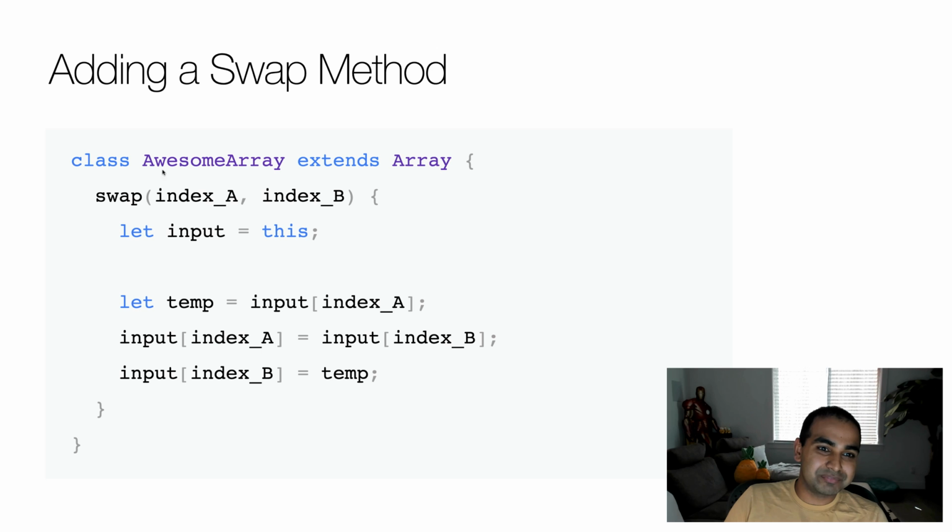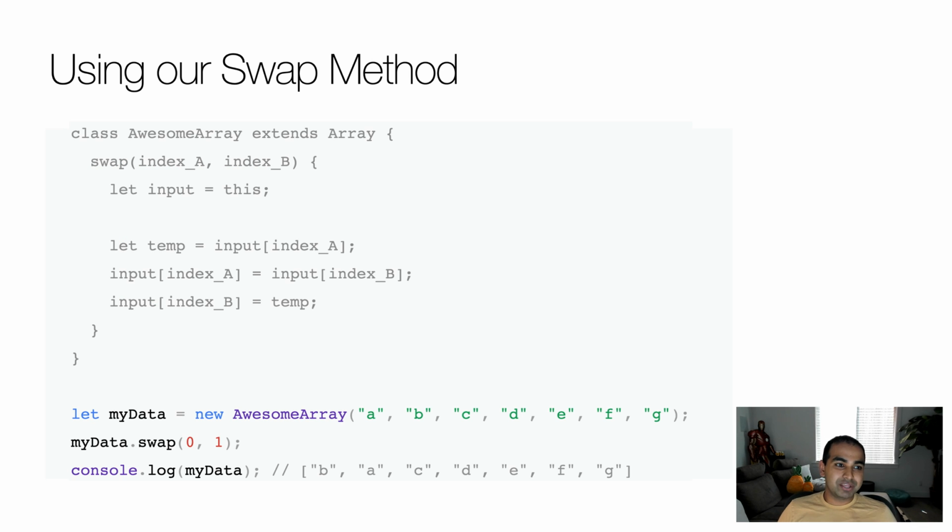So this class AwesomeArray extends Array, and the only real value it adds on top of that is a swap method, which does the swap logic to take a value between two index positions and swap them with each other. The way you would use it, you can see here where I have a new variable called myData, and I'm saying new AwesomeArray. Then as part of the array constructor, I pass in the default values that I want, and then I swap the values pretty easily.